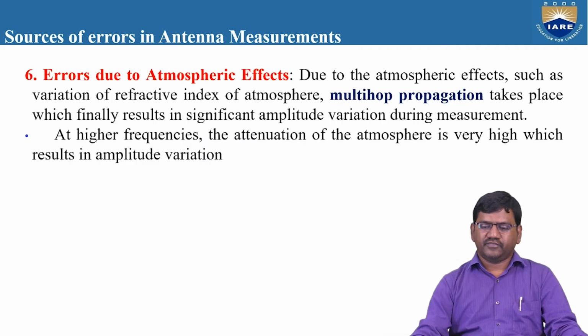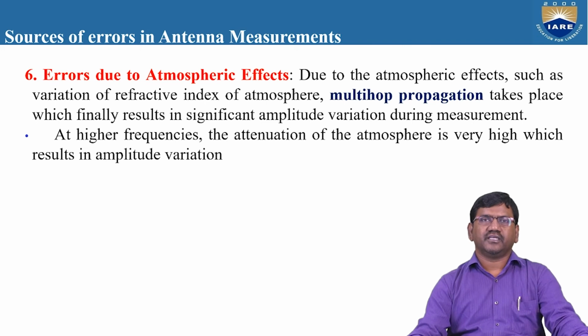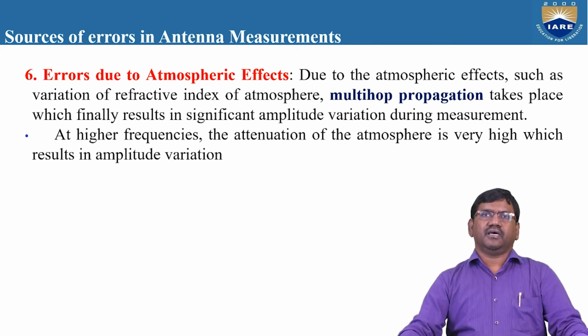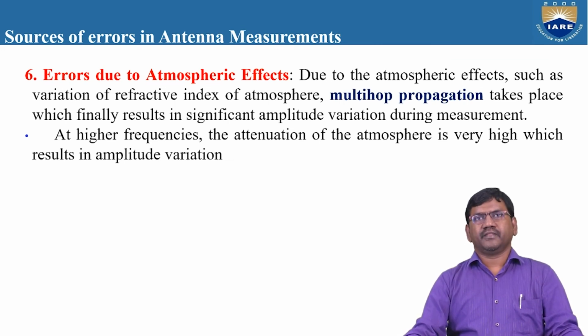So, errors due to the atmospheric effects. This is also one of the reasons. Due to atmospheric effects such as variation of the refractive index of the atmosphere, sometimes there will be sudden rain, and after some time interval there will be hot sun. At one region there will be heavy rain, at another region there will be no rain. So the wave travels from one region to another region, and the density of one region will be different from the density of the other region. As a result, the refractive index will vary.